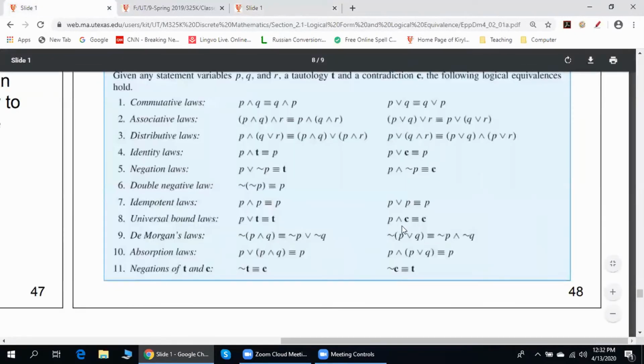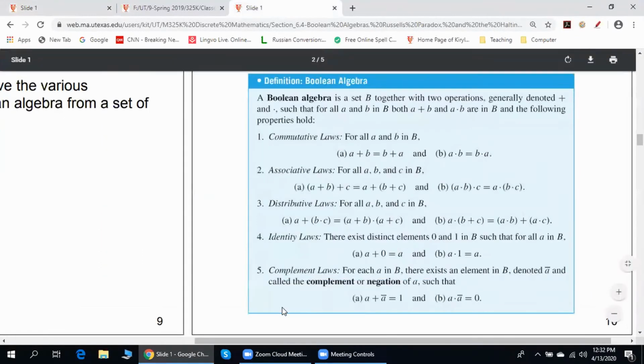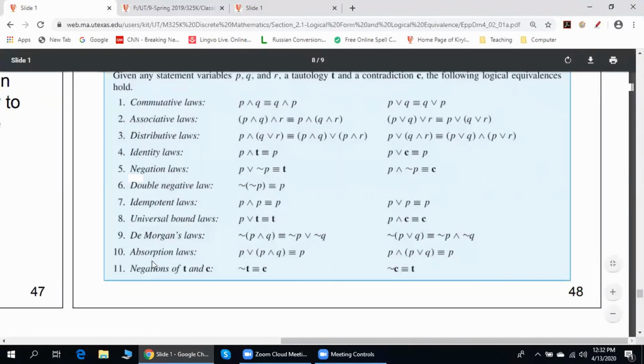It's exactly what we have here, the negation laws. So once again, 5 here is equivalent to 5 here. P or negation of P is equivalent to tautology. P and negation of P is equivalent to contradiction.